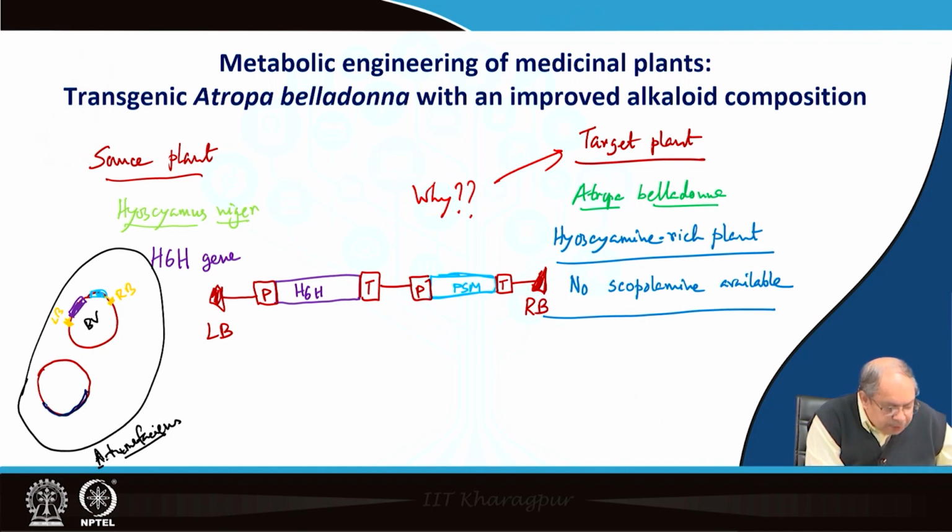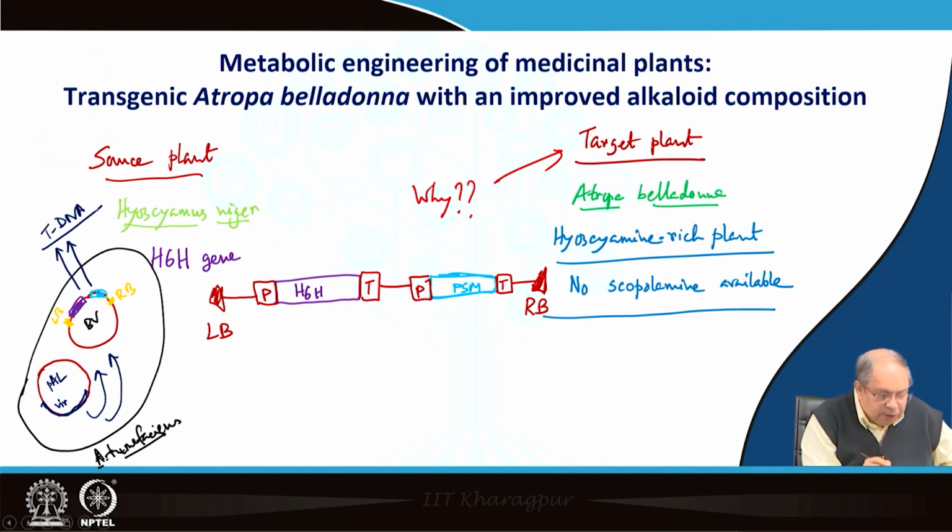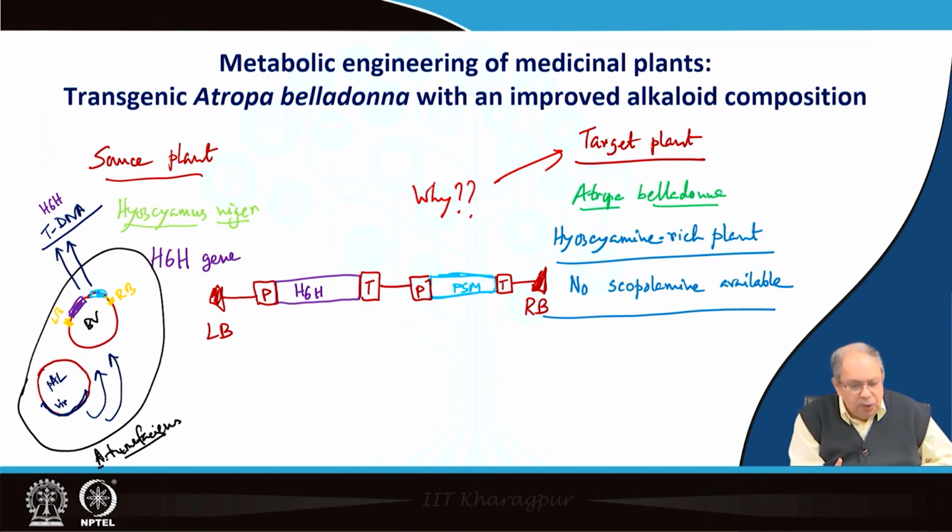Just briefly, I am helping you revise the previous class. So, this is another plasmid, and this virulence will act in trans and allow this T-DNA containing the H6H gene to go out and integrate into the Atropa belladonna plant. Atropa belladonna was chosen because it is a hyoscyamine-rich plant.